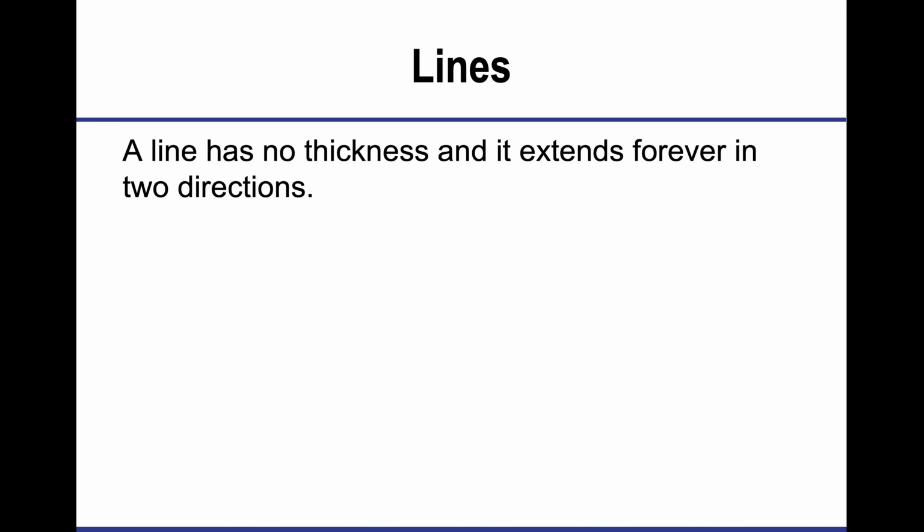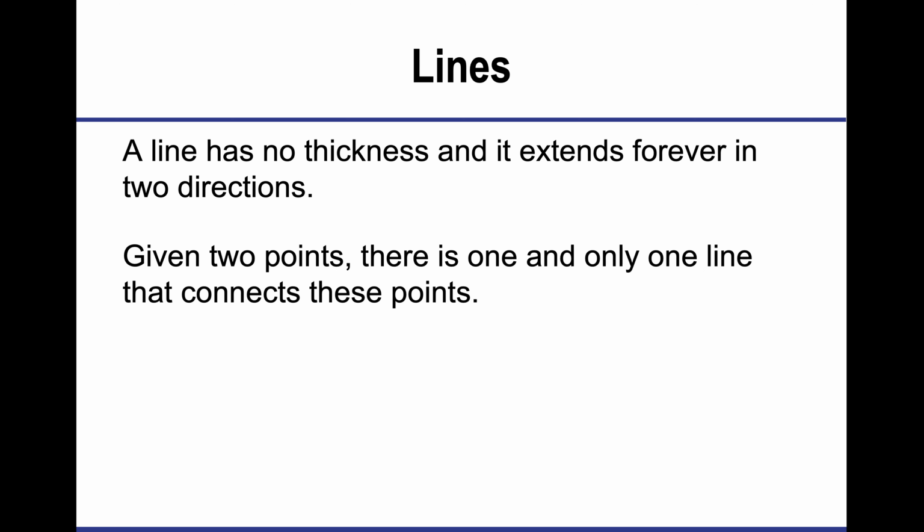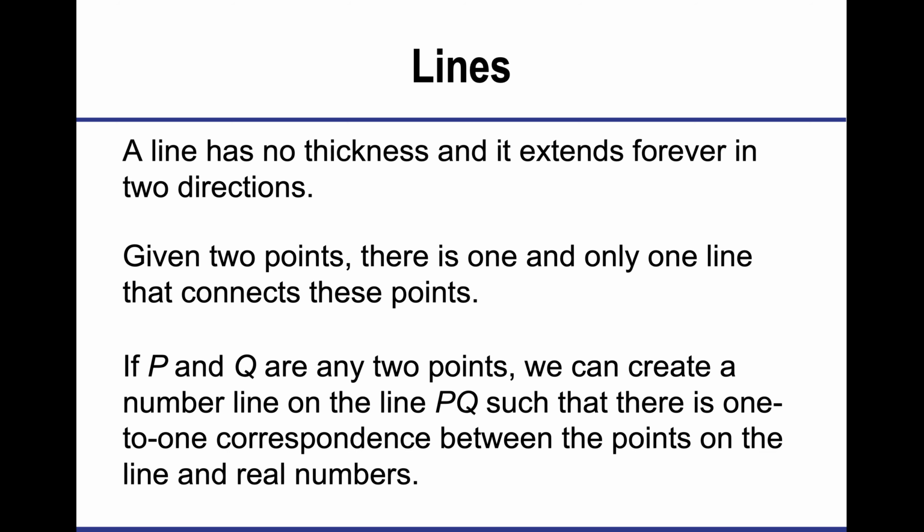Lines have no thickness, and they extend forever in 2 directions. So if I'm given 2 points, there's only one line I can draw through them to connect the points, and that's going to be important later. So if we have P and Q and there are any 2 points, then we can create a number line on P and Q such as there is a one-to-one correspondence with the points on that line and the number line because there's only one line.